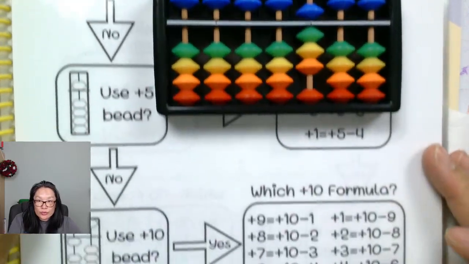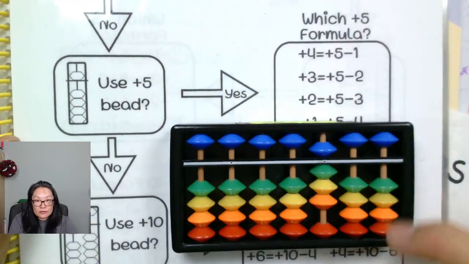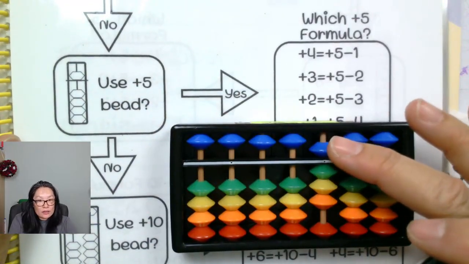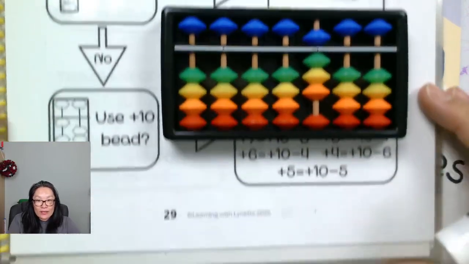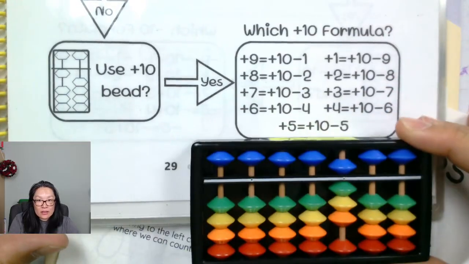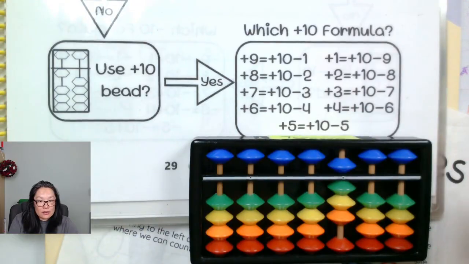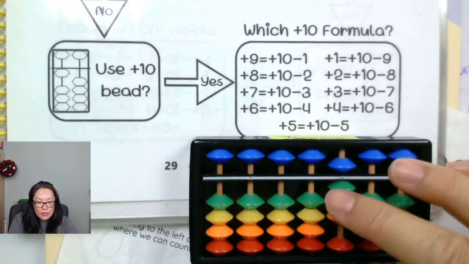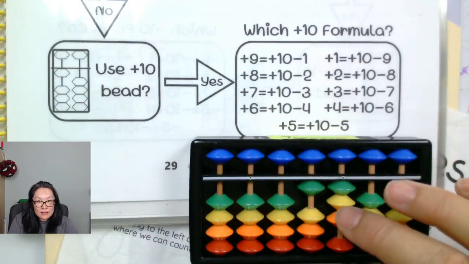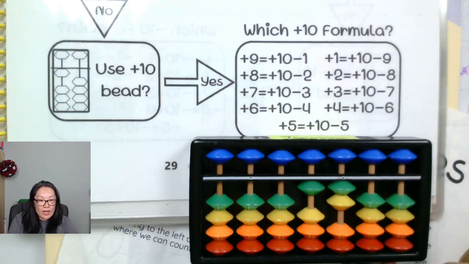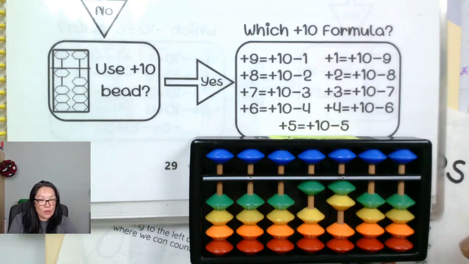What do I do? I add the 5? No, I can't. Why? Because I already added the 5. So my final answer is this. Plus the 10 minus the 6. Thank you, Num Num. Yes. Plus the 10 minus the 6. So my final answer is 12.